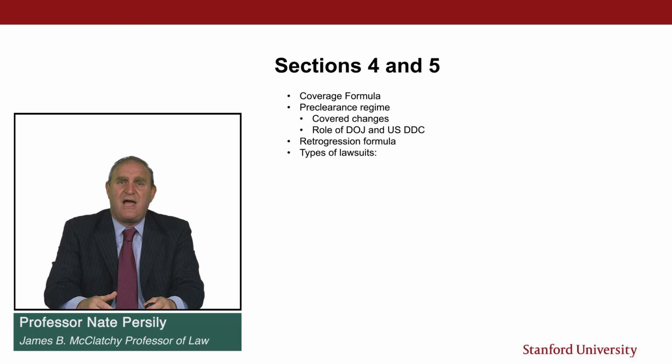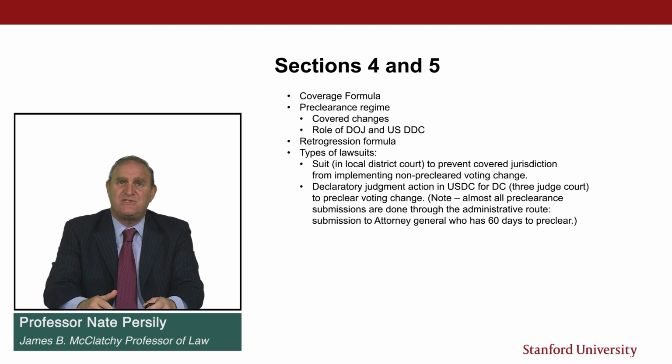Sometimes a jurisdiction would go into court in the District of Columbia to get preclearance for its voting change. So there are those two avenues. Almost 99% or so of the changes to voting were submitted to the Department of Justice for preclearance, but sometimes a jurisdiction would go into the U.S. District Court for the District of Columbia to get permission for its voting law.